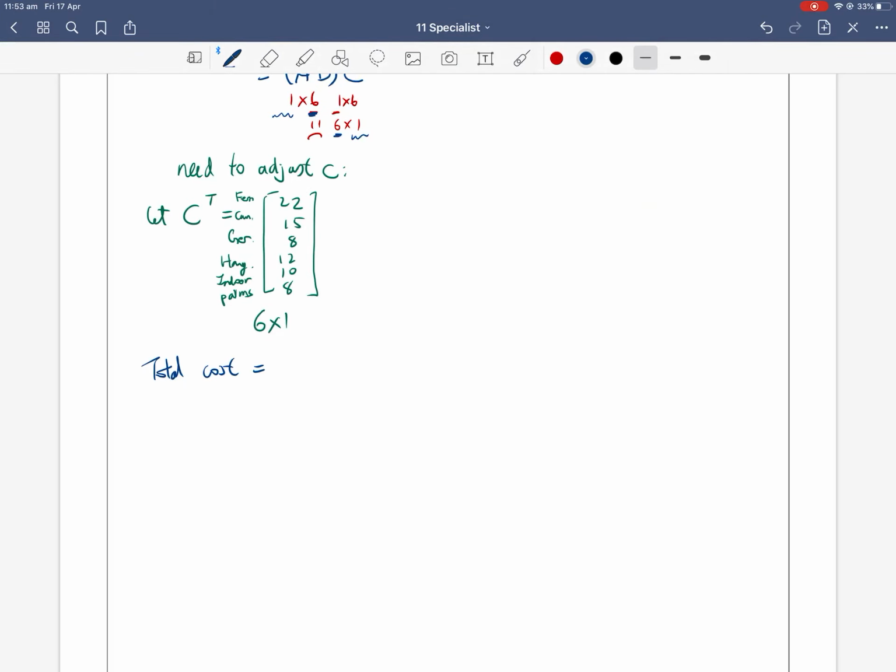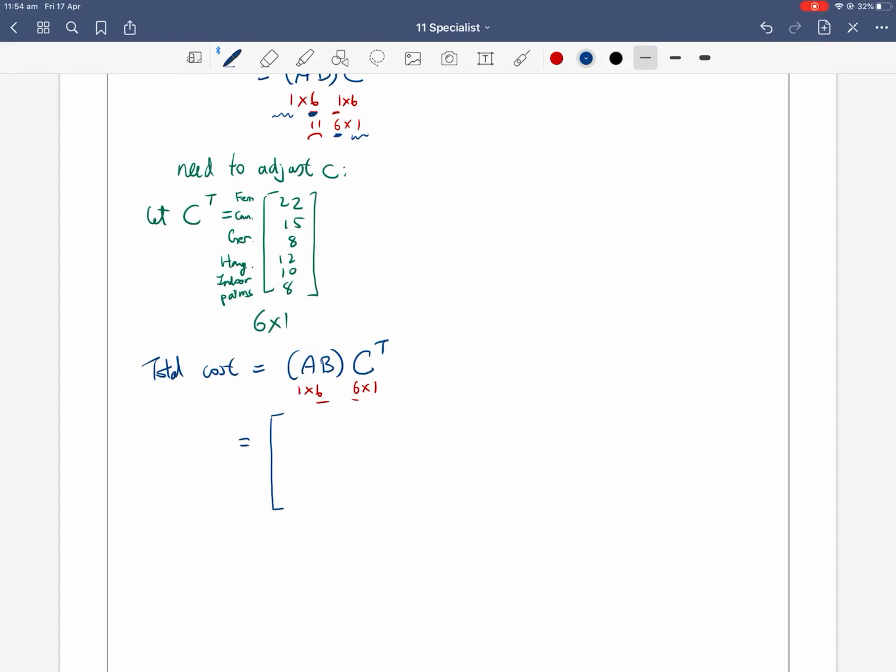So now we can say that total cost is A times B, that gets us the total number of plants, times C transposed. So again, do a dimensions check. 1/6 is AB, and then a 6/1. The insides match up, and on the outside I expect a 1/1 answer. So that's just a single number, a 1/1. And again, check, does it even make sense to multiply? Check your row and column.